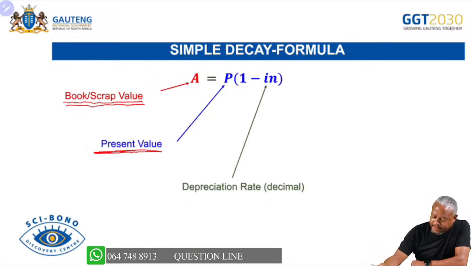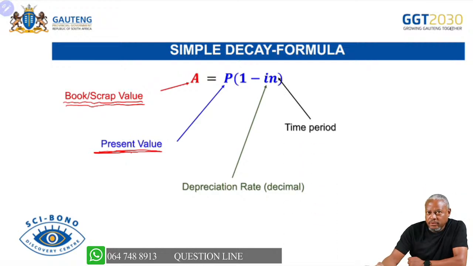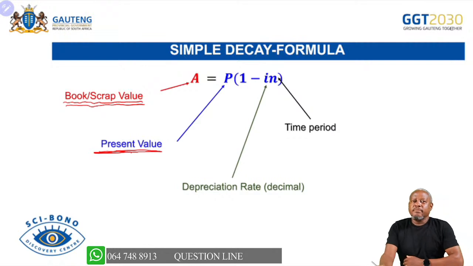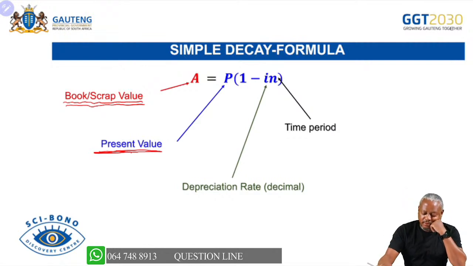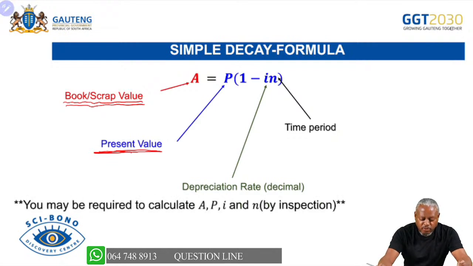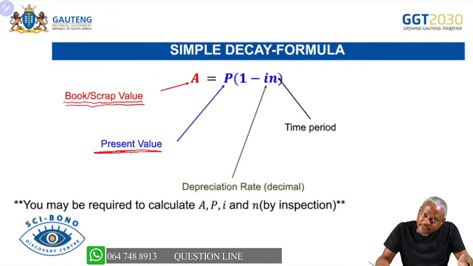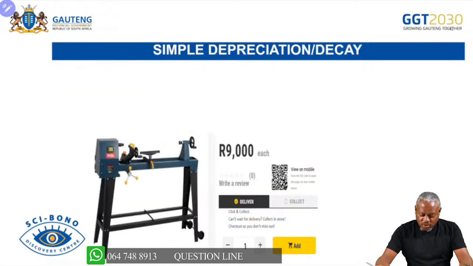The rest remain the same. You can tell, this is the depreciation rate, and this is the time period. The variables remain the same. Yes. Can we proceed now? So please don't forget this one. It's a book or scrap value. We use this formula. You may be required to calculate also A, P, i, and n. You are not going to be asked always to calculate a scrap value. Please. And then let us go on.